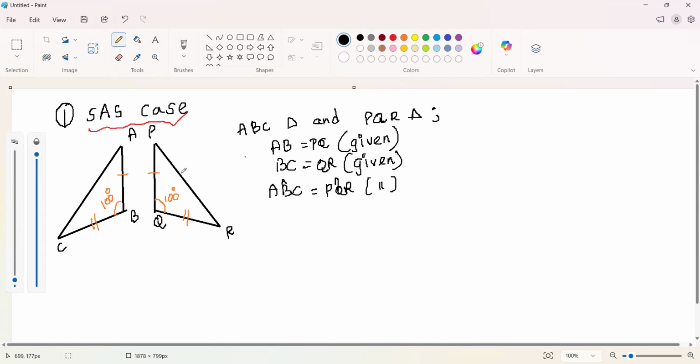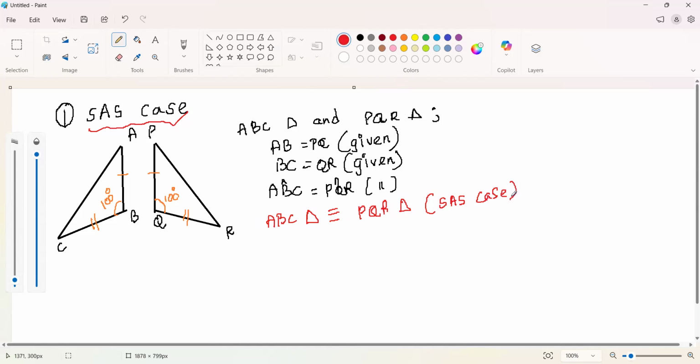So you can see there are two sides, two S, and one corresponding angle with them. Two sides and one corresponding angle are equal to each other. So you can write it as: ABC triangle is congruent to PQR triangle. How to write congruent? There are two lines, not equal, that is the congruency symbol. What is the case? Side angle side case. Is that clear? You can write like this.